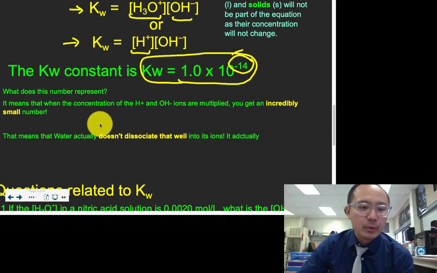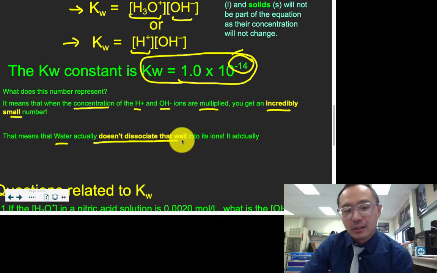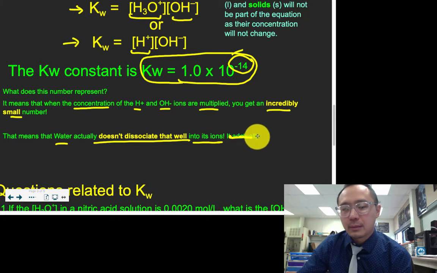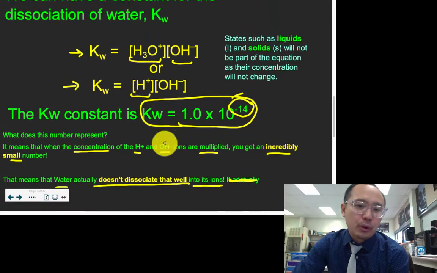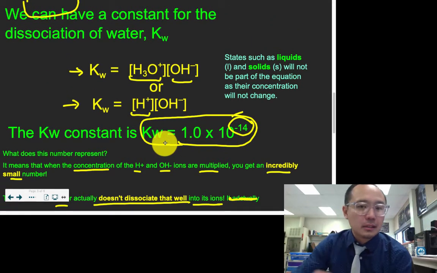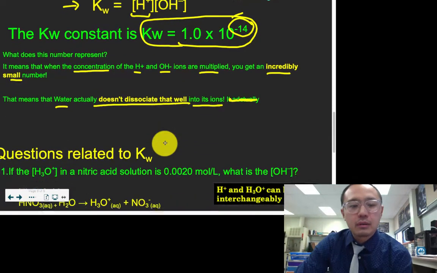What does this number represent? It means that when the concentrations of H+ and hydroxide ions are multiplied, you get a very small number. So water doesn't dissociate that well into its ions. People tell you that water conducts electricity, but pure water actually doesn't. It's the salts dissolved into water that conduct the electricity. Those are the ions that carry the electrons.